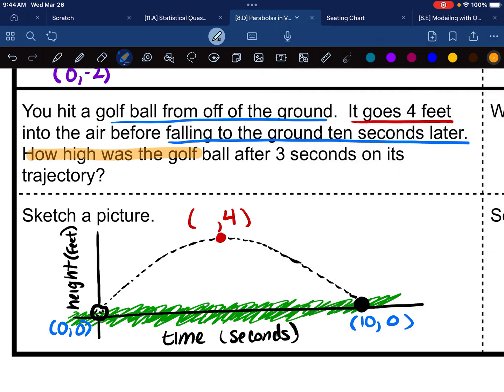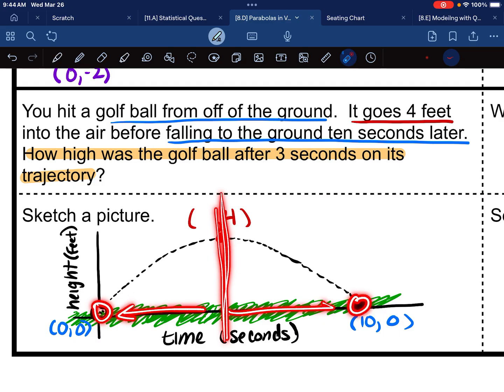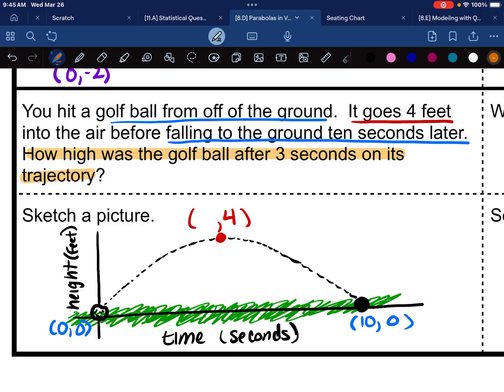So this says, how high was the golf ball after 3 seconds on its trajectory? I don't know where 3 seconds is on this trajectory yet. I don't know if it's when it's still coming up or if it's after it's coming down. But I also don't know this piece here, which kind of bothers me. Now, I do know that the axis of symmetry is equidistant from the zeros, right? We know that those are the same distance away. So really, this vertex is halfway on this distance. So if the whole thing is 10, the halfway is 5. Ooh, I like that. So I'm going to put a 5 right there.